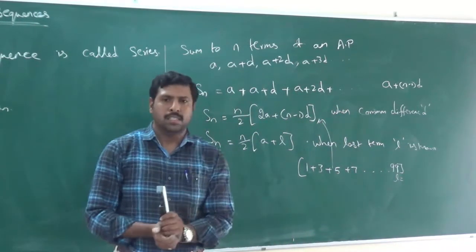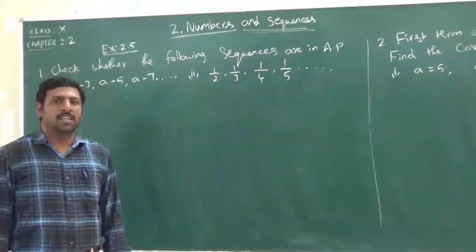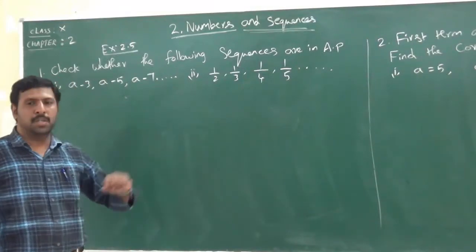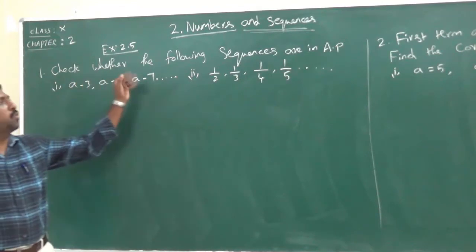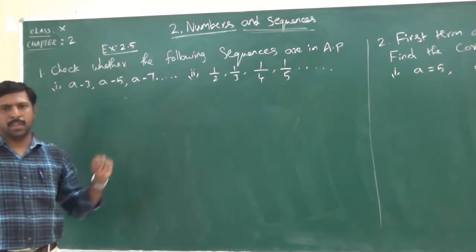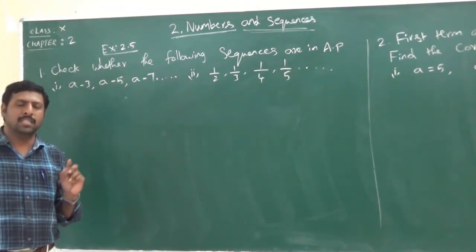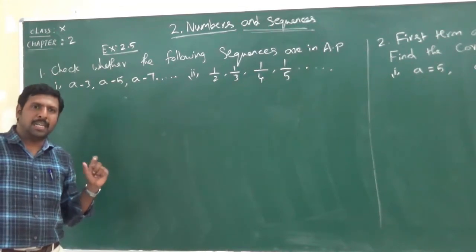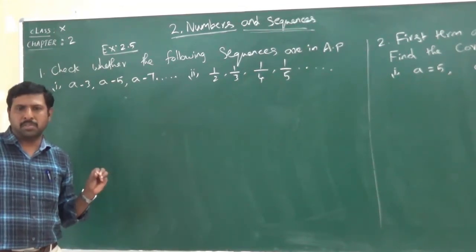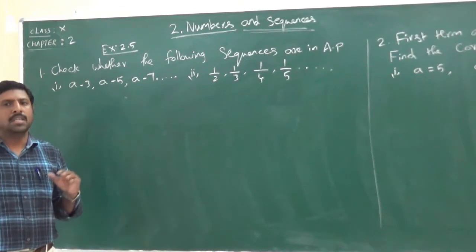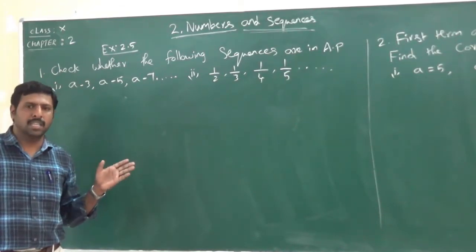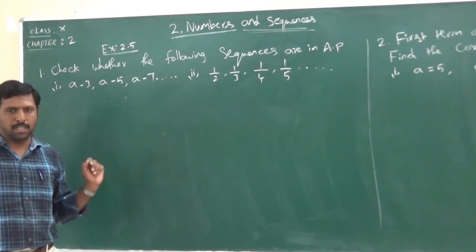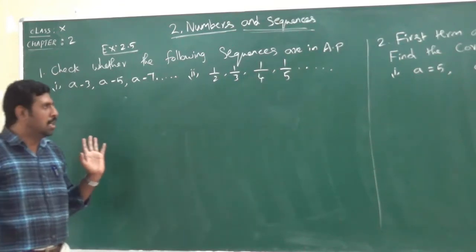Let's go through the sums. Hi students, today we are going to see exercise number 2.5, question number 1. Check whether the following sequences are in AP. First of all, to say whether a sequence is an AP or not, we want to find the common difference. If the common differences are equal, then the sequence is an AP, an arithmetic progression. Otherwise, it is not an arithmetic progression.